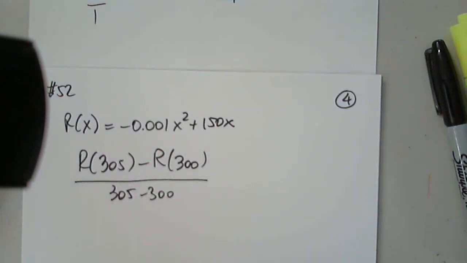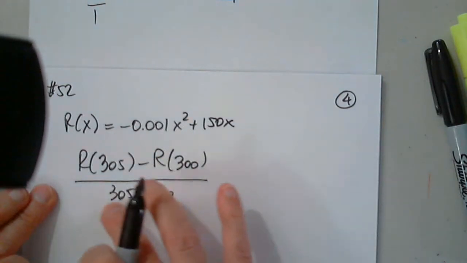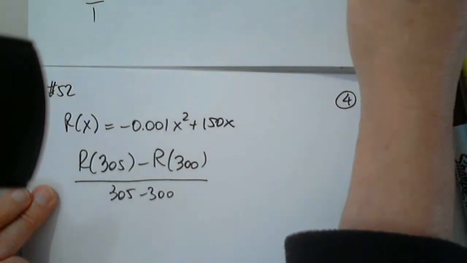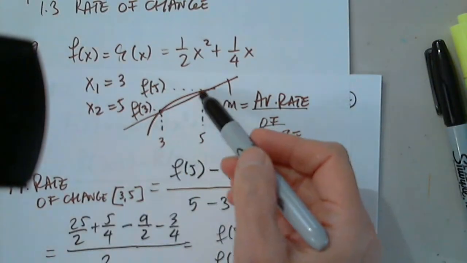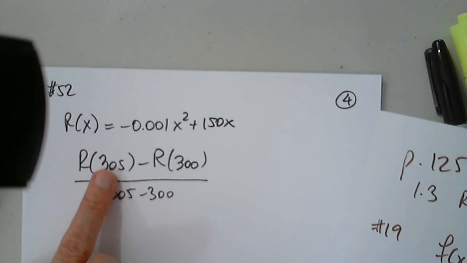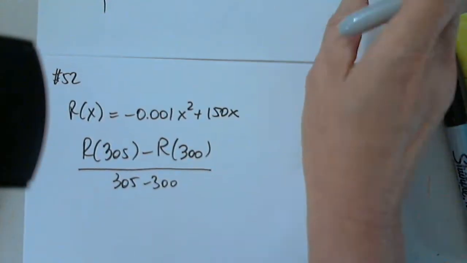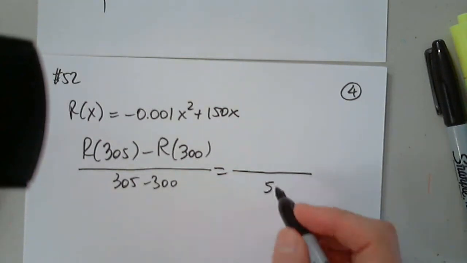Can anyone tell us what this represents? Anyone? Can anyone tell us what this ratio represents? What is the meaning of this? The rate of change? Exactly, the average rate of change between these 2 points. In this case, we have the point 305 comma R of 305, and the point 300 comma R of 300. Exactly. Excellent. So I know the denominator is 5, but I need to determine these.